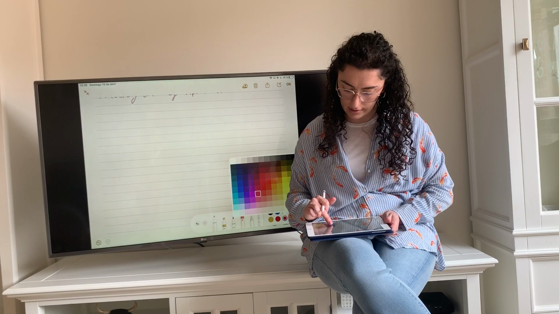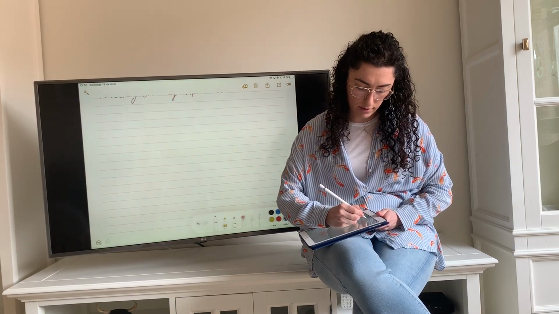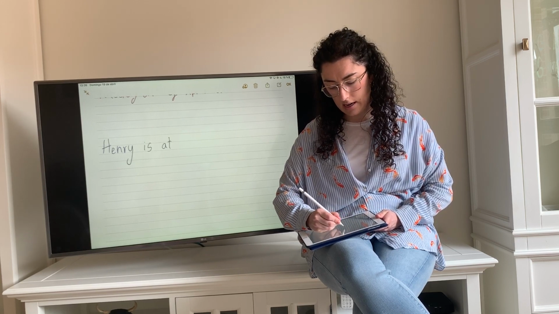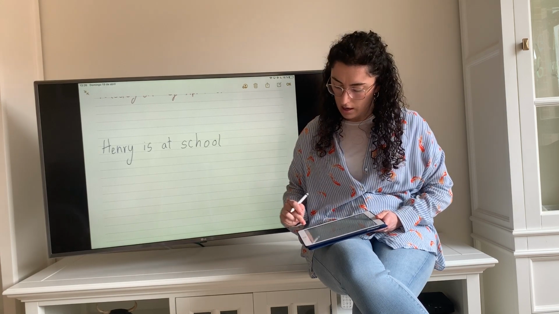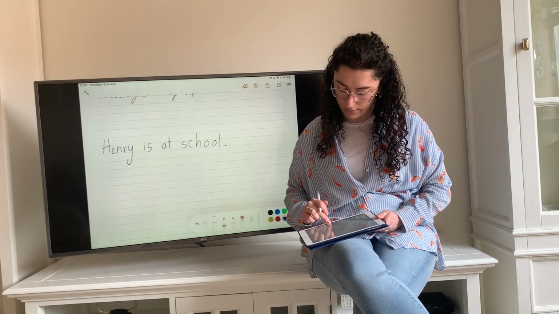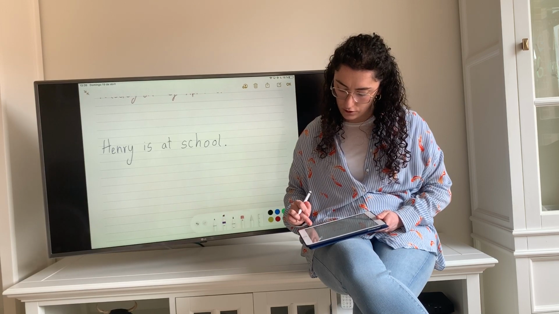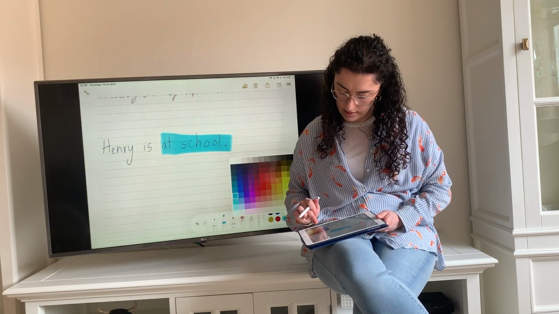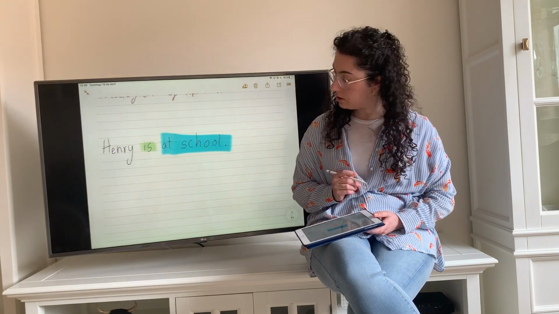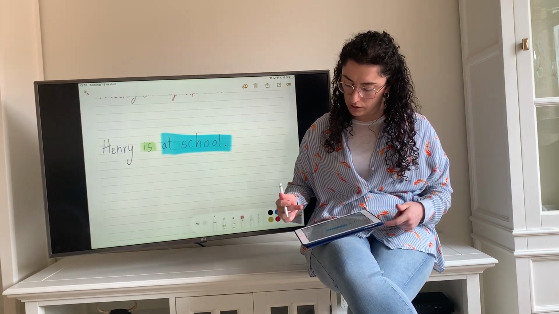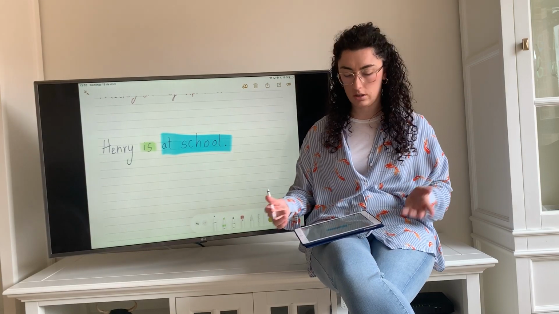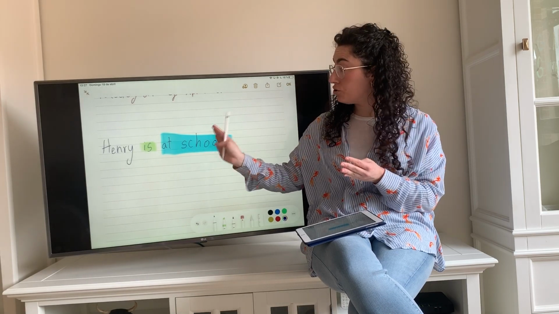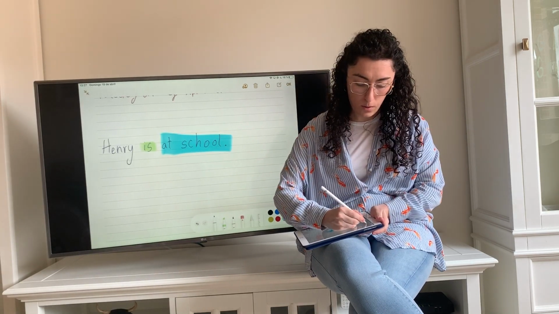Let me change the color here. Okay, Henry is at school. And we have at school in blue, and then is greenish. Okay, so how are we going to change this to make a question? So at school, what is at school? A place. So we have to start with where.